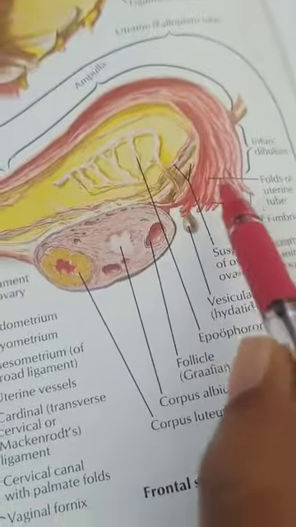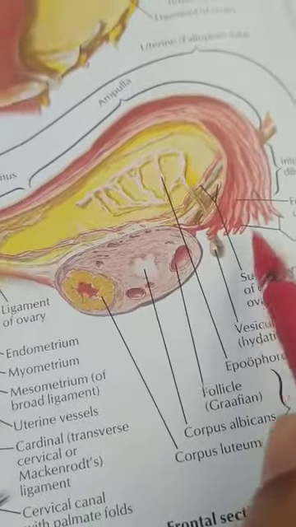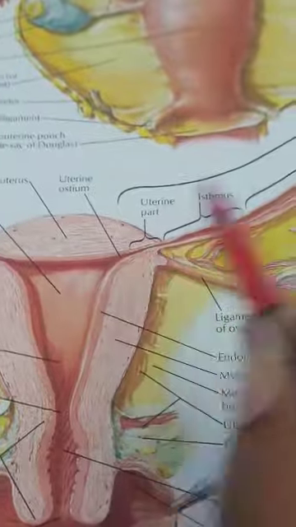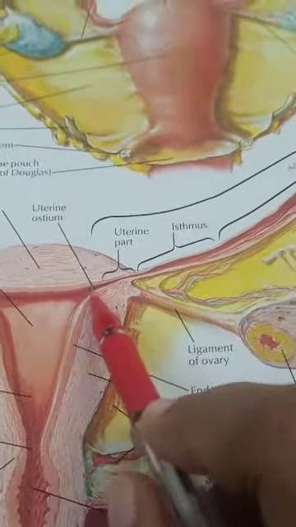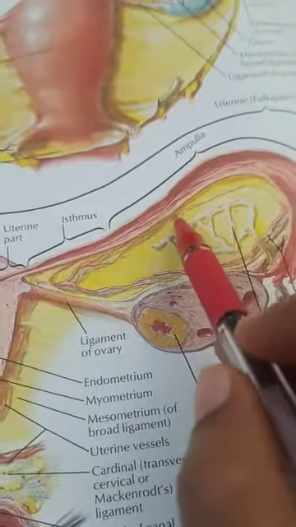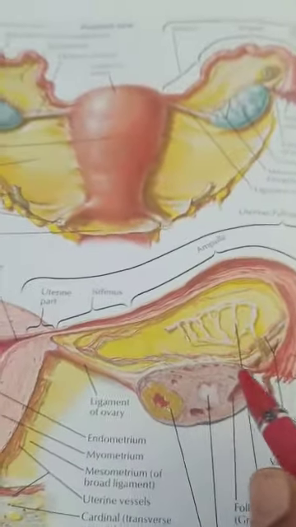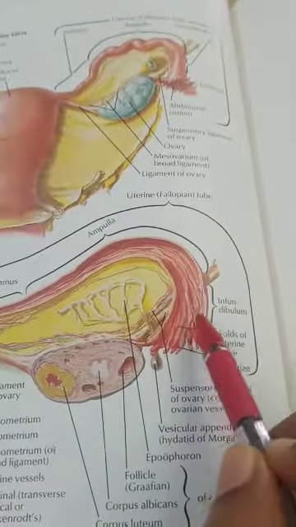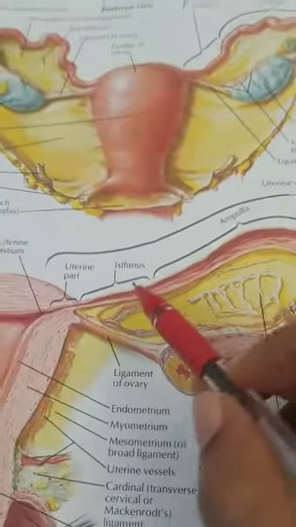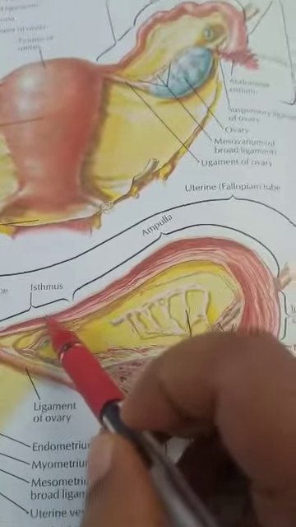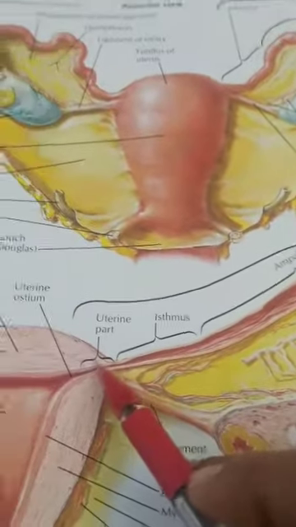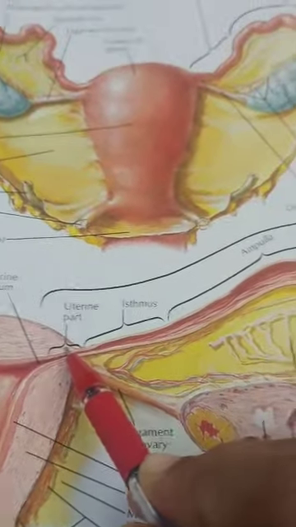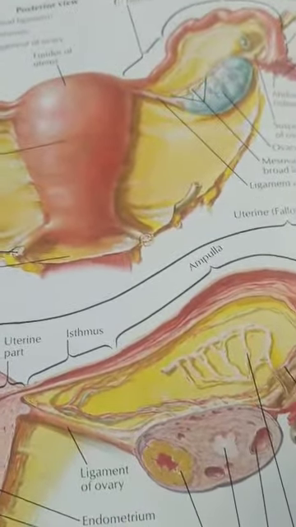Two ends are open, and an opening is known as an ostium. One is towards the abdominal cavity, known as the abdominal ostium. Towards the uterus, it is known as the uterine ostium. It has a diameter of about 3 centimeter, and it is divided into the infundibulum, ampulla, isthmus, and a uterine part, also called the interstitial part.